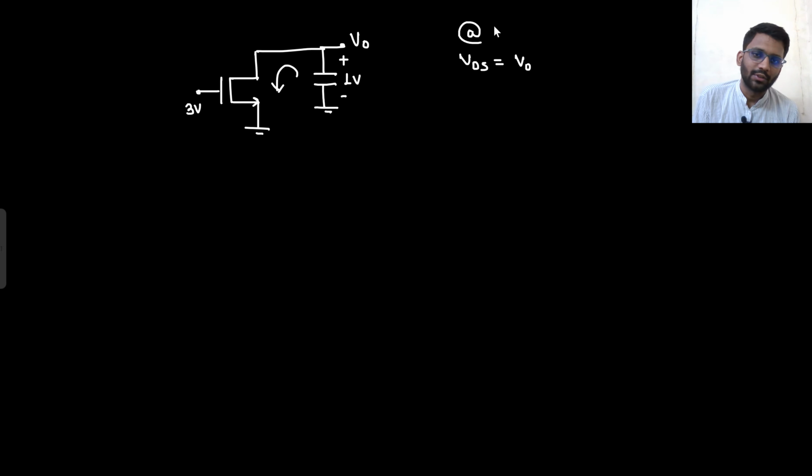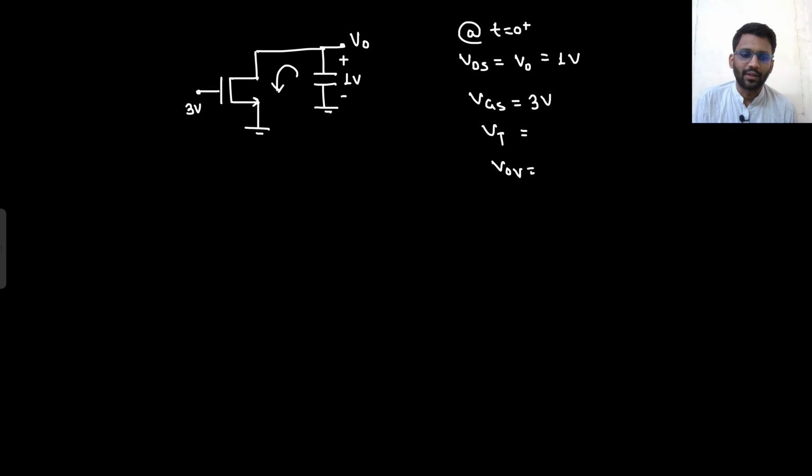At t equals 0 plus, that is equal to 1 volt. What is VGS value? That is 3 volt. And what is VT value? 2 volt. No, why am I writing 2 volt? VT value is 1 volt. So V overdrive is 2 volt.